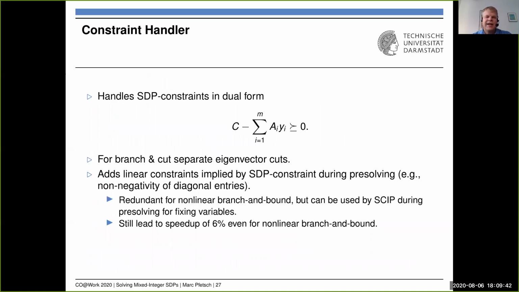So the constraint handler handles SDP constraints of this form, which you've seen. It can use branch and cut. That means it can use LP-based branch and cut and generates these eigenvalue cuts. And it can do certain pre-solving in the beginning. So for instance, the diagonal entries of the matrix have to be non-negative to be positive semi-definite. And one can add certain linear constraints that are redundant for the SDP, but can help to do pre-solving. And this leads to a speedup of about 6%.